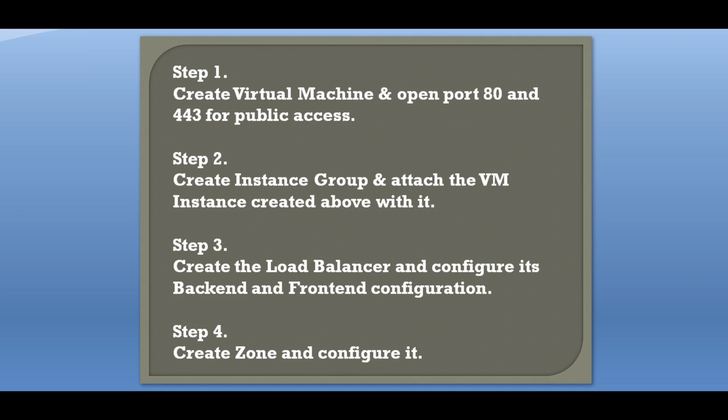We are going to do this process in 4 steps. In step 1, we will create a virtual machine and open its port 80 and 443 for public access. In step 2, we will create an instance group and attach the virtual machine instance created above to it. In step 3, we will create a load balancer and configure its backend and frontend configuration. In step 4, we will create a zone and configure it. So let us begin.